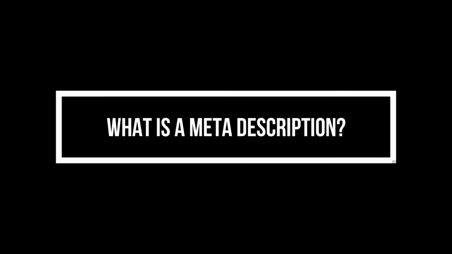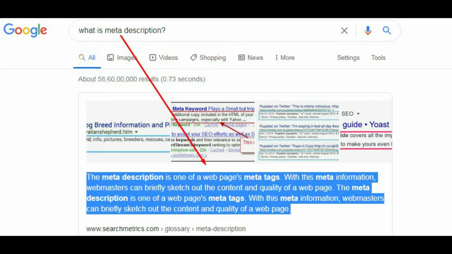What is a meta description? The meta description is one of a web page's meta tags. With this meta information, webmasters can briefly sketch out the content and quality of a web page.